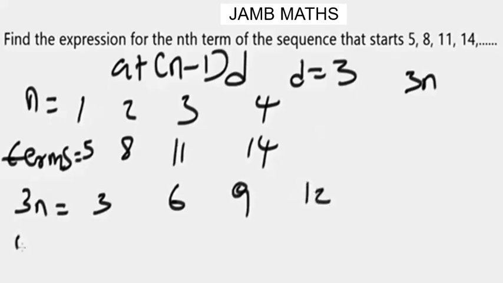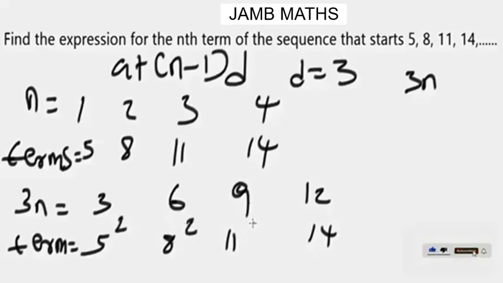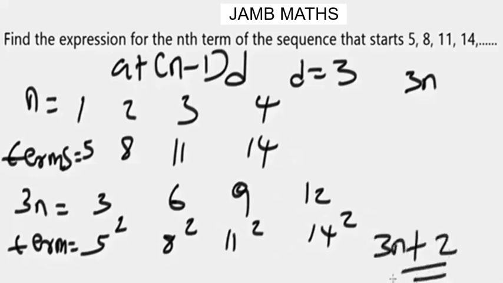Now for the term itself, remember we are trying to get the expression for the nth term. This is the procedure you take when you have known your common difference. Very, very important, guys. Our terms are still 5, 8, 11, and 14. Let's take a difference here. 5 minus 3 gives us 2. 8 minus 6 gives us 2. 11 minus 9 gives us 2. 14 minus 12 gives us 2. So with this occurrence, we can deduce that the expression for the nth term will be 3n plus 2.